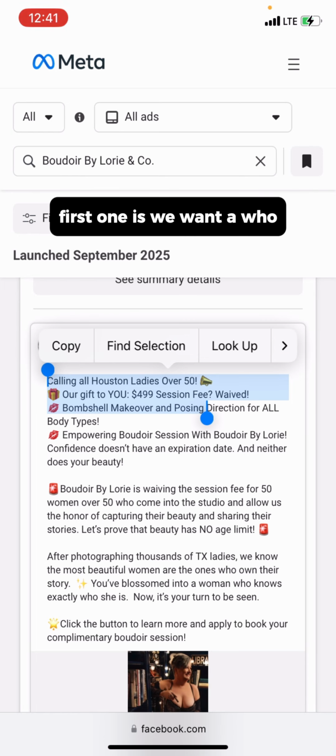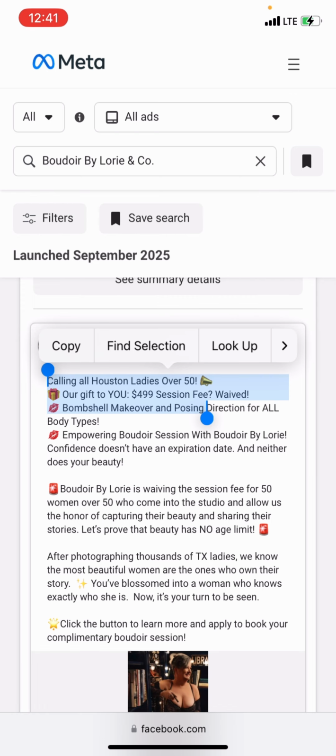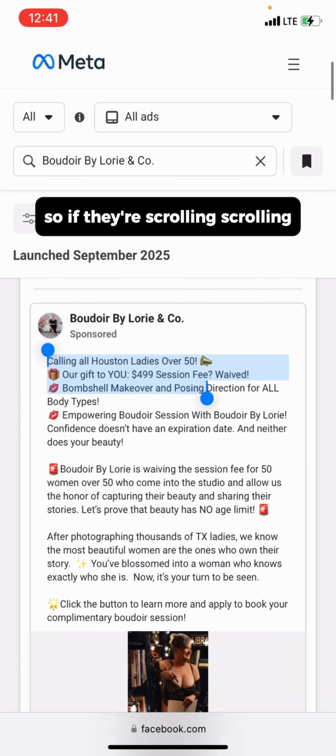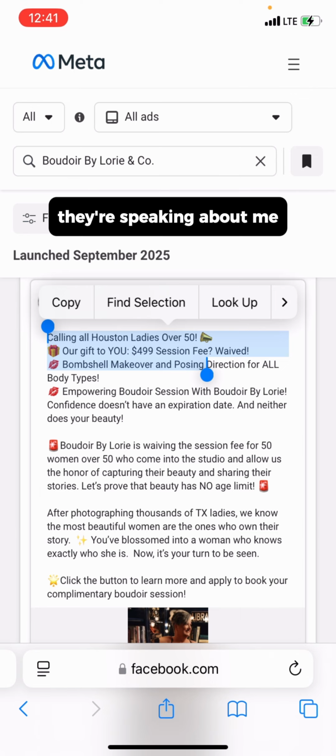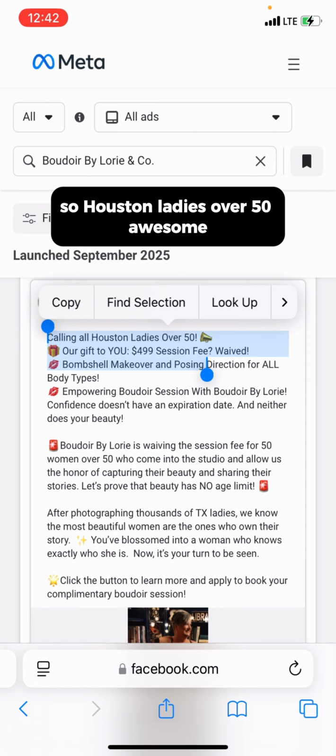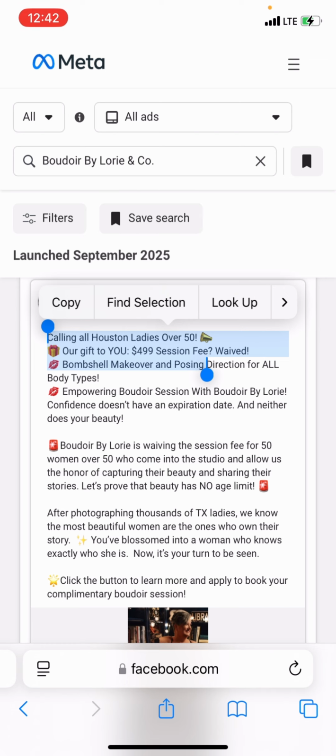The first one is we want a who. Who are we speaking to? What is a self-label they would label themselves with? So if they're scrolling, they would see it and it stops them, and they'd be like, oh, they're speaking about me. So, Houston ladies over 50. Awesome. There's a better way to write it, but okay.